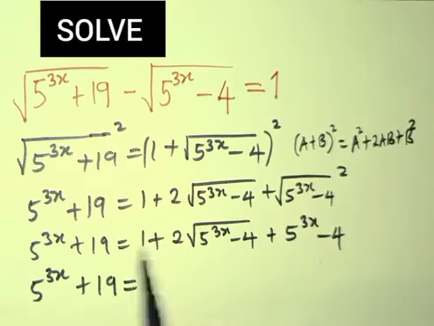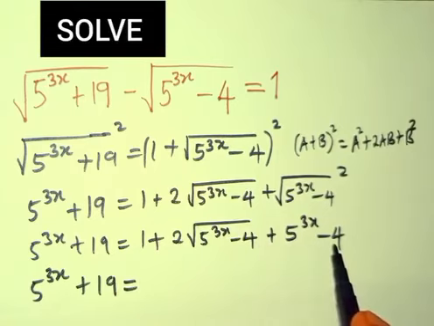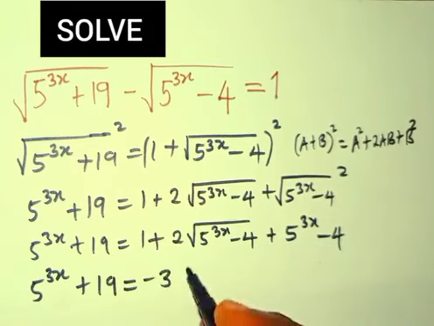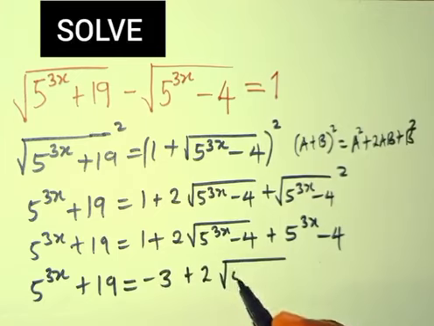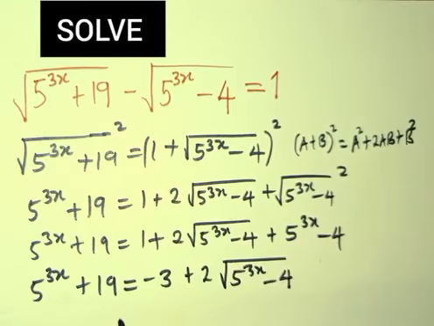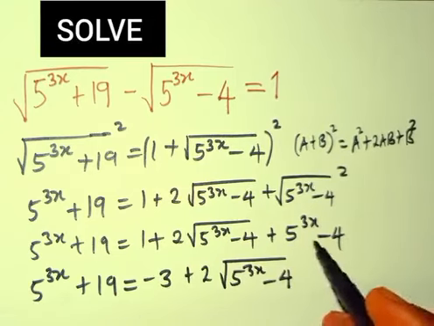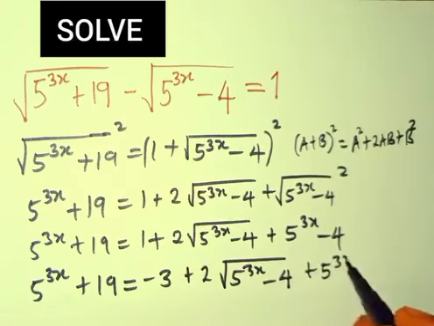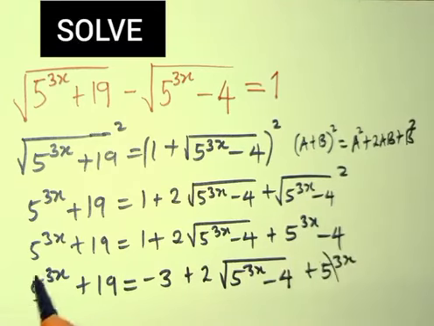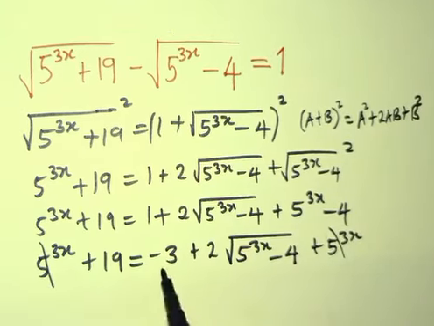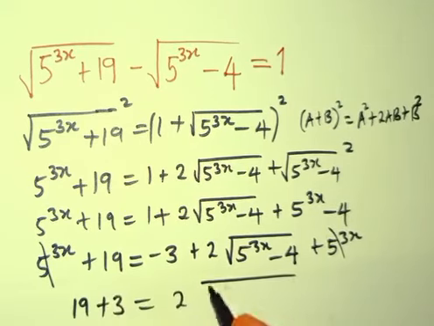So now from there we have 5 to the power 3x plus 19 equals. Now we try to collect the like terms, 1 minus 4. We are going to be having minus 3, then plus 2 square root of 5 to the power 3x minus 4. The next thing I see is that we are still having 5 to the power 3x here, so we cancel this 5 to the power 3x. If you take this one to this side, it will be cancelled out because it will give zero. This minus 3 to this side, we are going to have plus 3.